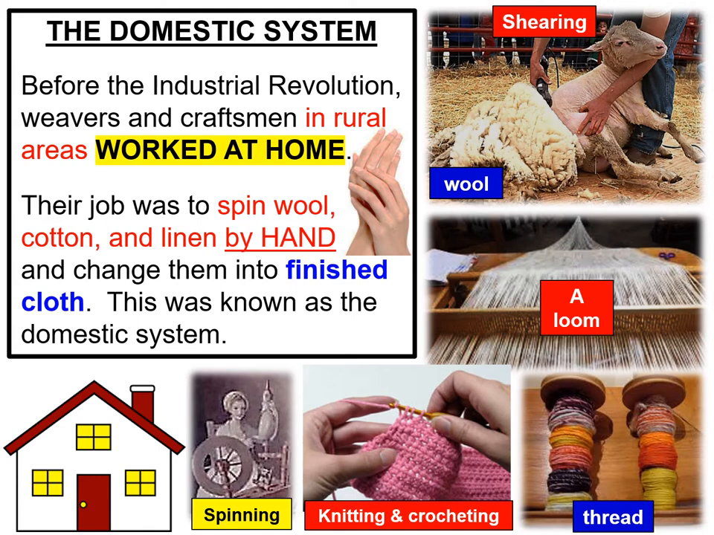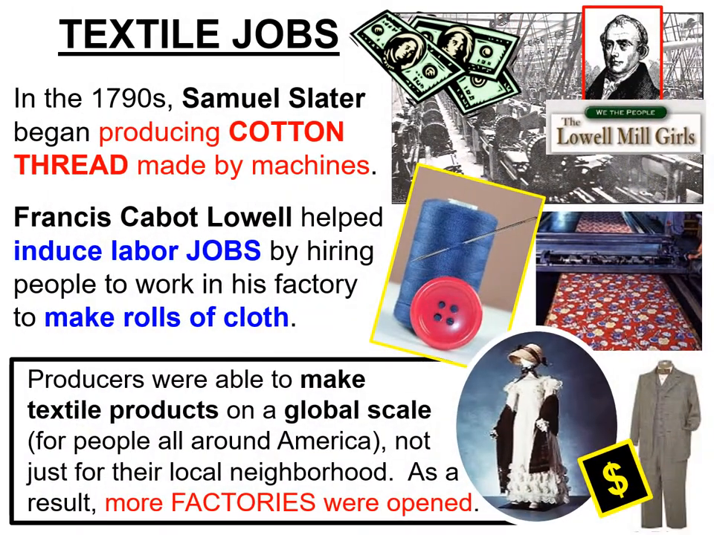So you have people using the system at home called the domestic system, where they're making things by hand. But a lot of these people are about to lose their job. They're about to lose their job because the factories are opening up in the urban areas and they offer more opportunities. Okay, so the domestic system, making stuff by your hand, that's how it was at first, but now people are getting ready to leave the rural areas and they're going to the city. Now, textile jobs are going to be offered.